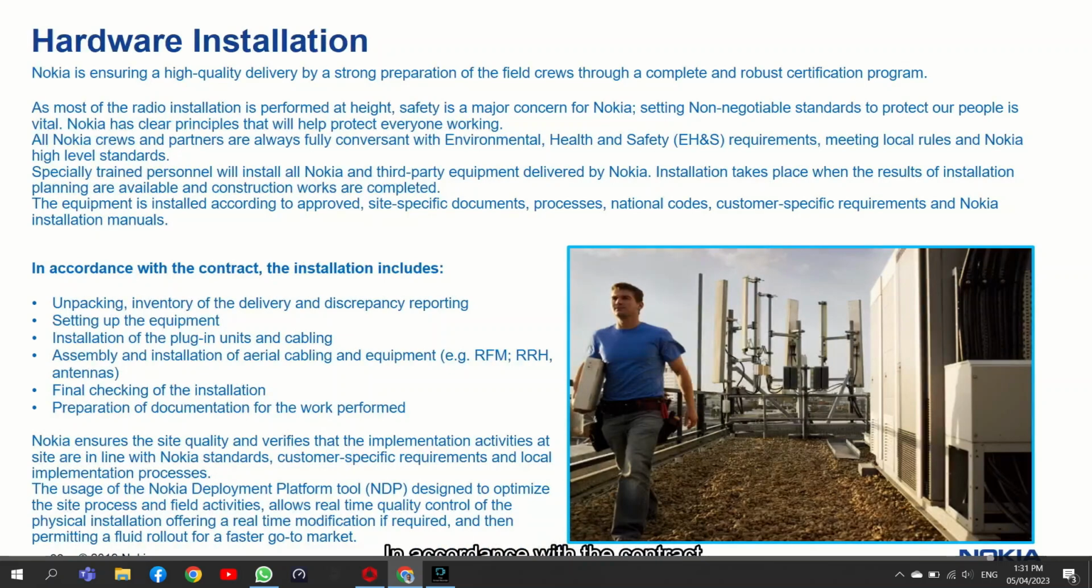In accordance with the contract, the installation includes unpacking, inventory of the delivery and discrepancy reporting, setting up the equipment, installation of the plug-in units and cabling, assembly and installation of the aerial cabling and equipment, final checking of the installation, and preparation of documentation for the work performed. We will have more detailed training materials related to installations, including videos and other guidelines.